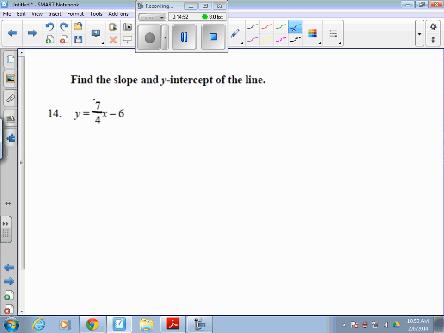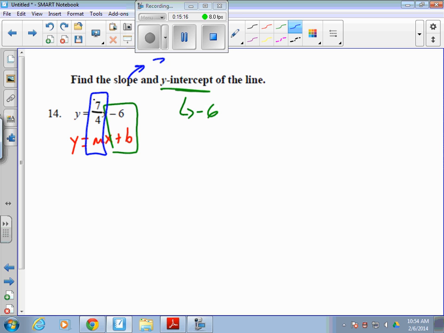Slope and y-intercept. Luckily, it's in slope-intercept form for us. y equals mx plus b. You just have to remember which one's slope and which one's y-intercept. Your b value is the y-intercept. Remember the sign that goes with it. So the y-intercept is -6. The m value is your slope. It's what's multiplying by x. Your slope is 7/4.